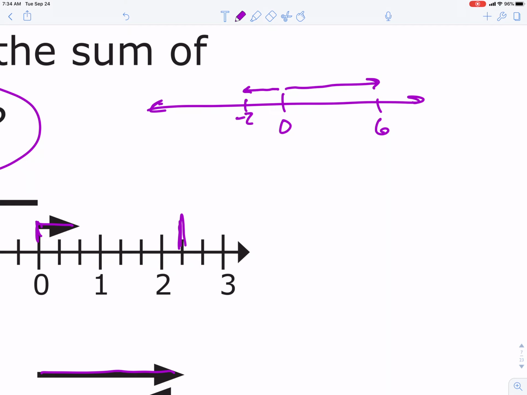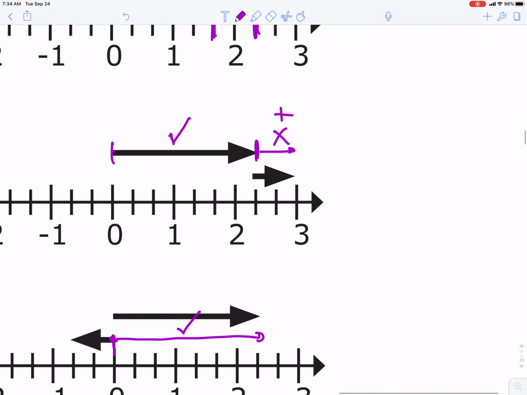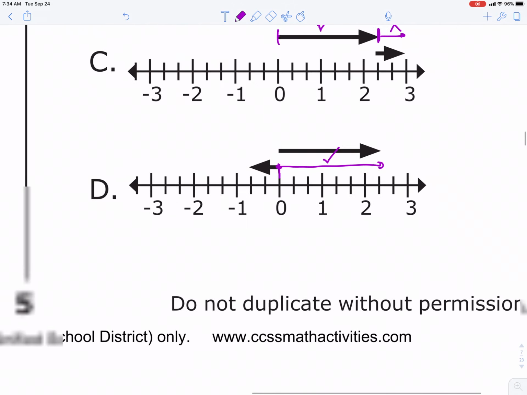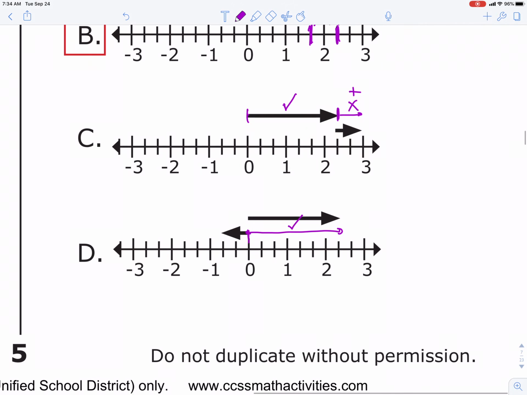Is 6 minus 2 -2? No. I want to start from 6 and go backwards 2. That would put me at 4. And y'all know 6 minus 2 is 4, right? So this part is wrong. You don't go back to 0 on a number line when you want to subtract. So that right there messed it up.